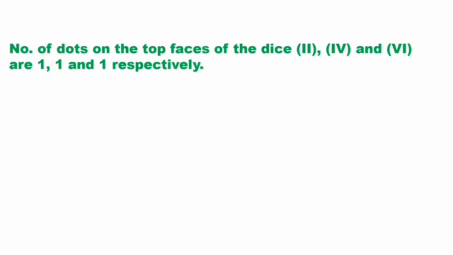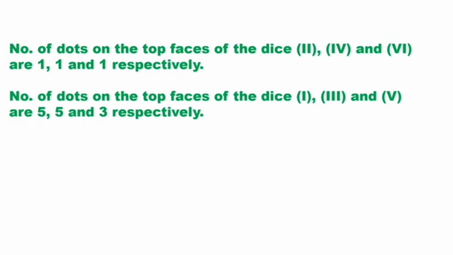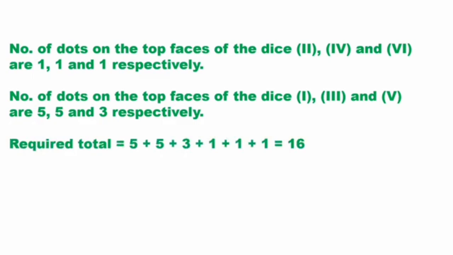Okay. So we can conclude that the number of dots on the top faces of the dice second, fourth, and sixth are 1, 1, 1. And the number of dots on the top faces of dice 1, 3, and 5 are 5, 5, and 3 respectively. Okay. So we have to take the total on the top faces. So 5 plus 5 plus 3 plus 1 plus 1 plus 1. So that's equal to 16. And the option is C.